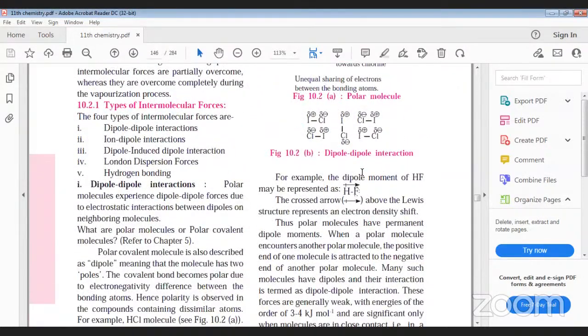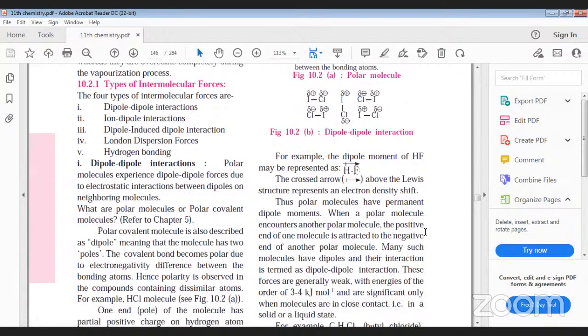Now see another example, as I have said, HF, hydrofluoric acid. In HF also you can see how the arrow is shown. It is moving towards the fluorine. Why? Fluorine has more electronegativity and hydrogen has more positivity. The Lewis structure represents the electron density shift. Lewis structure means we can show the number of electrons present in the valence shell, and how electrons are moving.